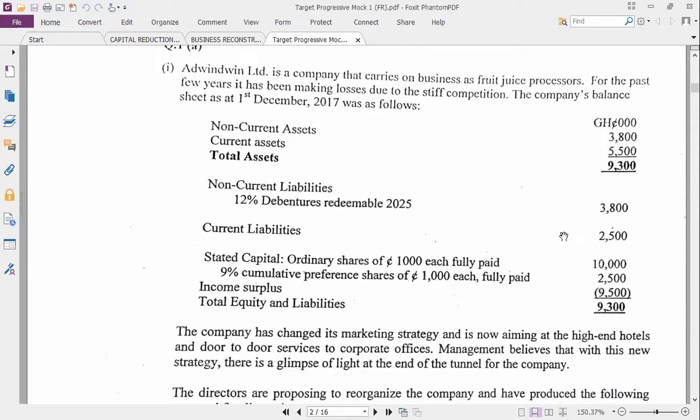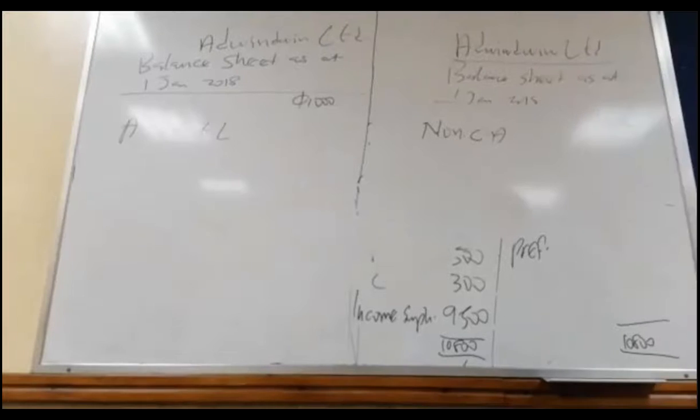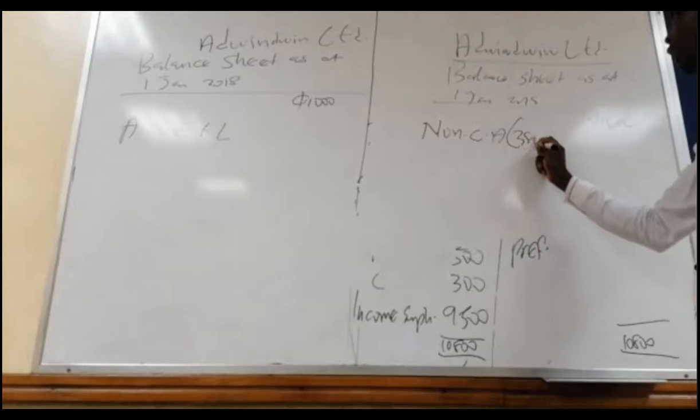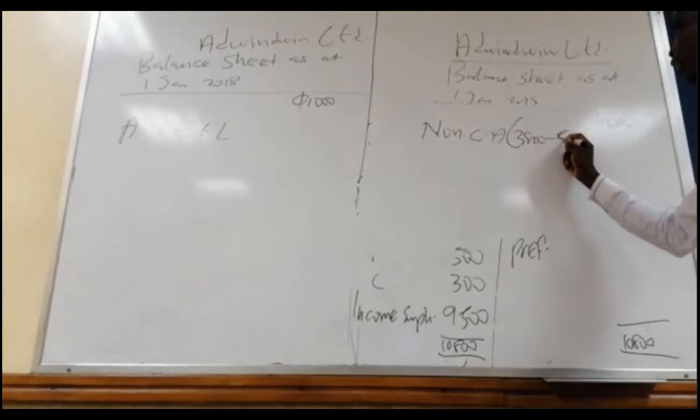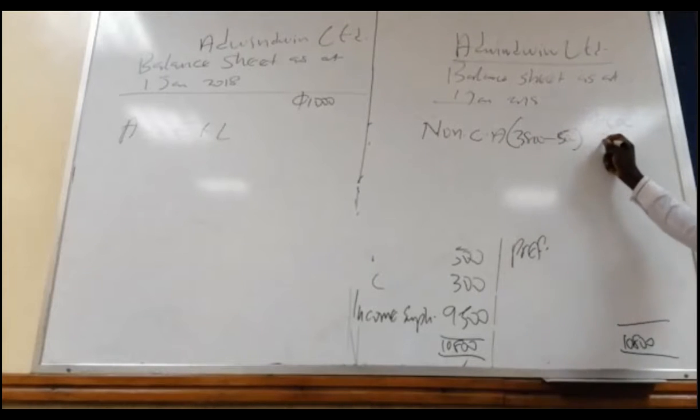So let me do 3,800 minus 500. For now, I'll get 3,300. So that's the first thing that I'll do. I'll do that working on the face, and I'll put it in like this.